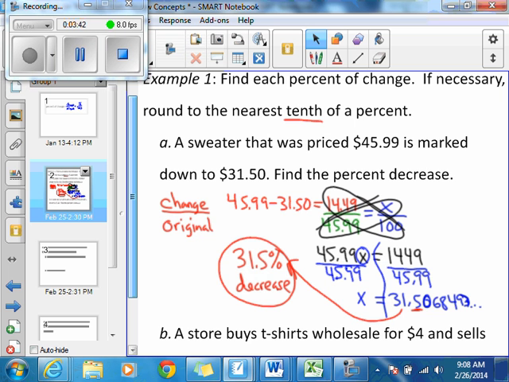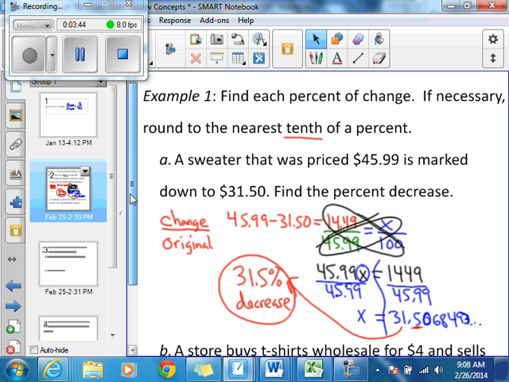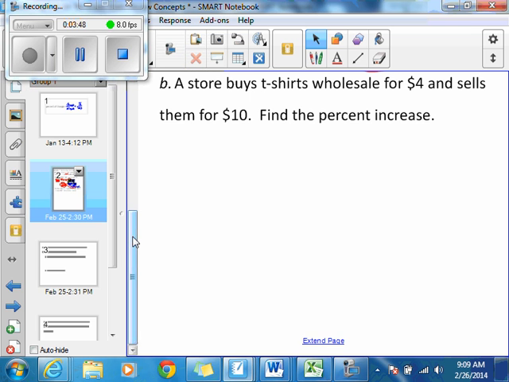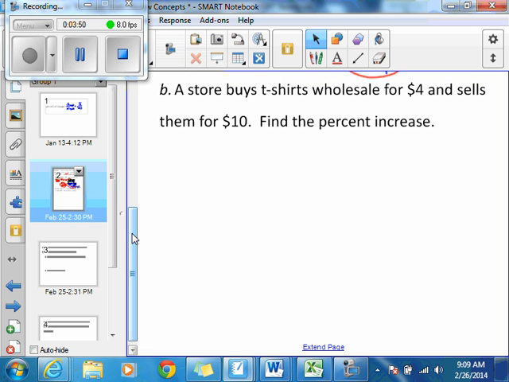Okay, I'm going to let you try an example problem. Please pause the computer and try doing this problem on your own, and then we'll go over it together. A store buys t-shirts wholesale for $4 and sells them for $10. Find the percent increase.